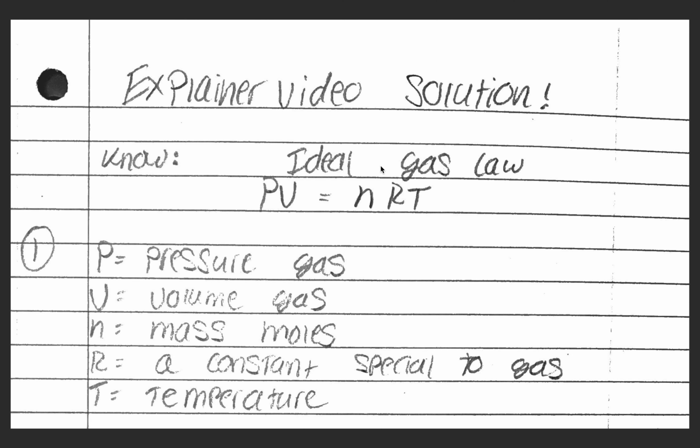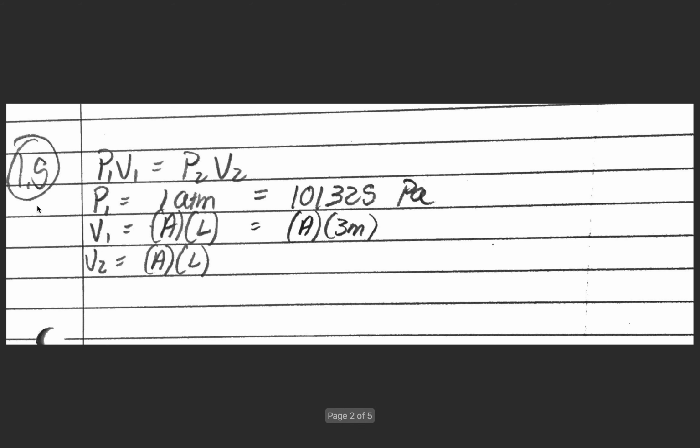So we know the ideal gas law. I wrote it down right there, and I wrote down what each of those variables mean. R is the gas constant. So that was step 1, just writing down all the things that we know. Step 1.5, I labeled it, just setting up this equation.